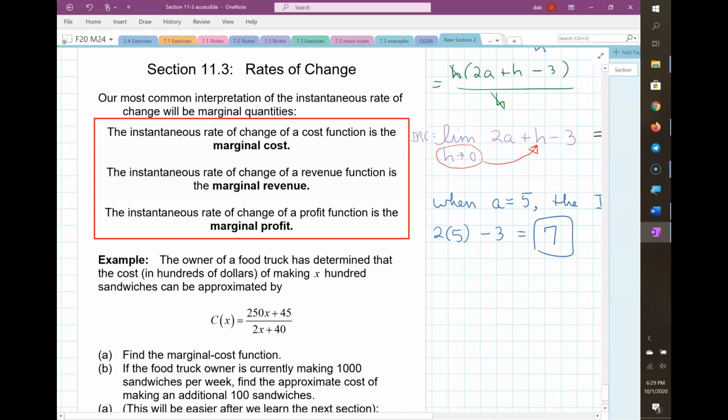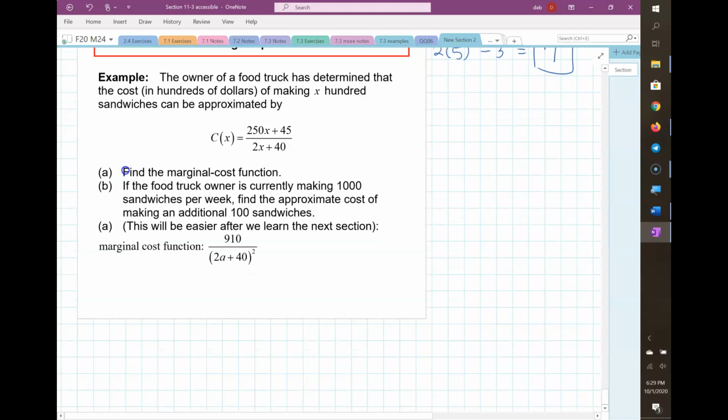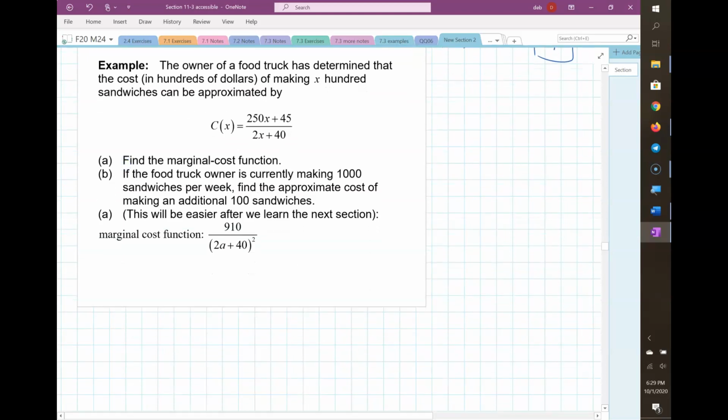So our most common interpretation of the instantaneous rate of change will be the marginal quantities. So the instantaneous rate of change of a cost function is called marginal cost. If we start with a revenue function and we find the instantaneous rate of change, that will be marginal revenue, and then we'll also have marginal profit. So I wanted to show you an example where you have to really think about how everything's being measured.